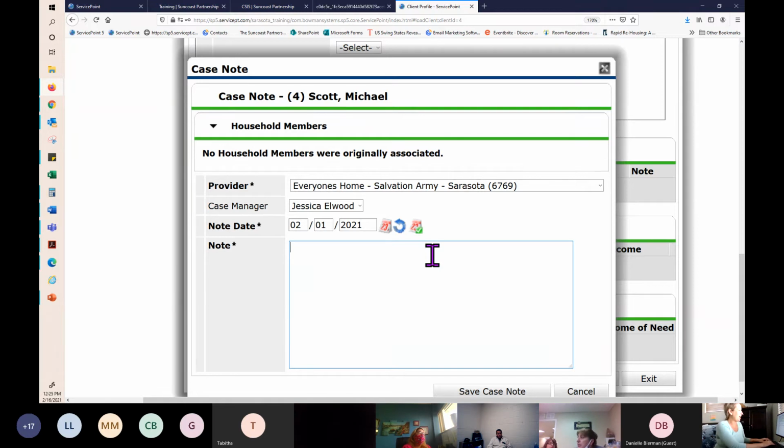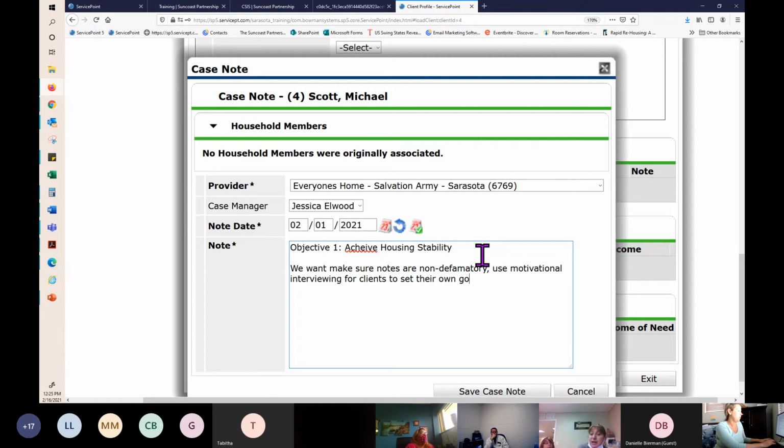So you can identify objectives. But remember, when we're writing our case notes, we want to make sure that notes are non-defamatory. Defamatory, if that's even a word. Use motivational interviewing for clients to set their own goals, coming from a trauma-informed perspective, and a detailed description of events taking place in the CM session.